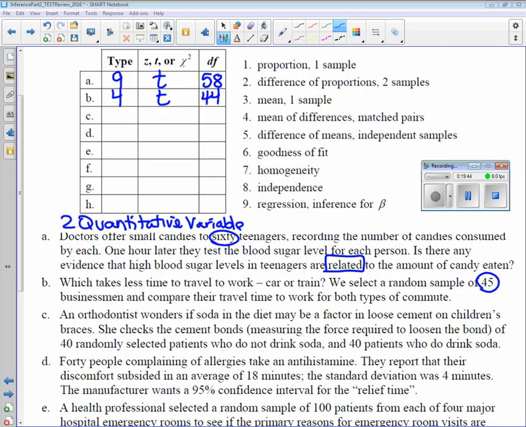Let's look at the next one. Orthodontist wonders if soda may be a factor in cement. My daughter gets braces next month. I need a second job. They're expensive, y'all. Oh my gosh.